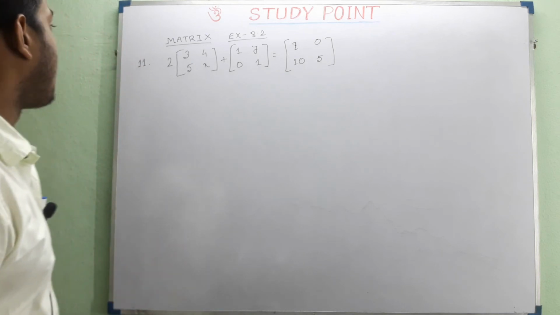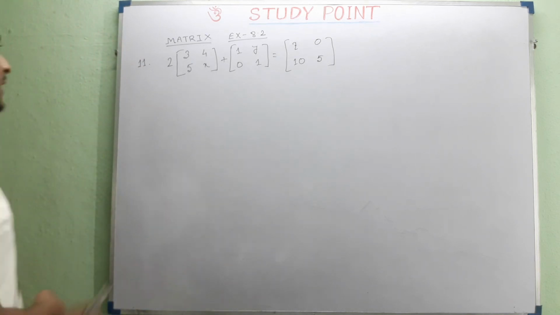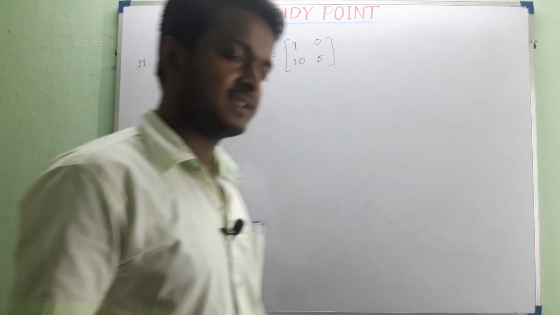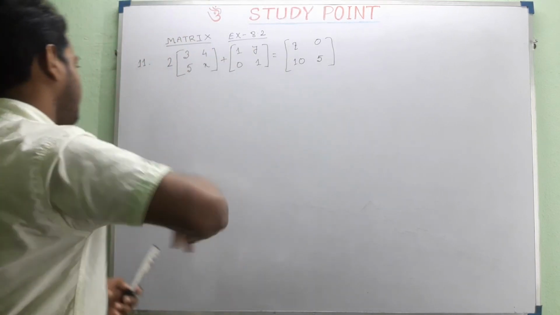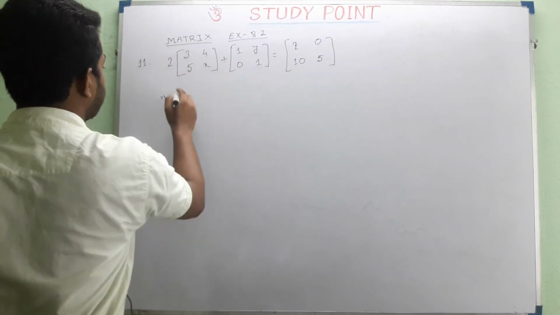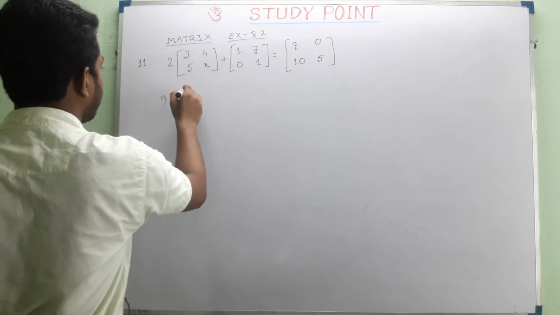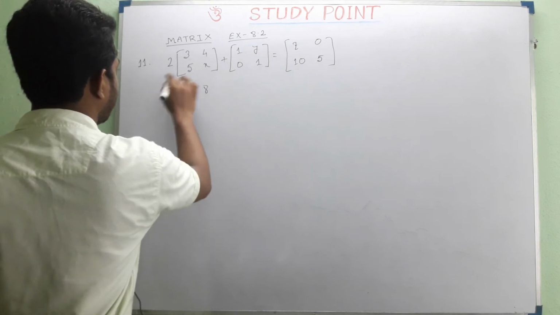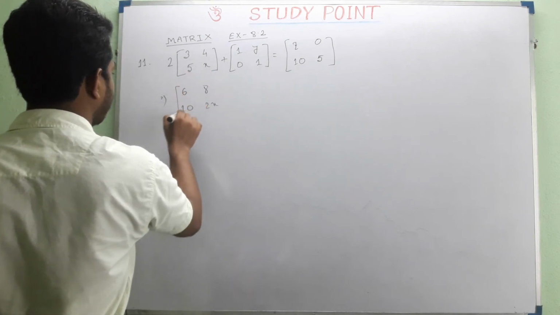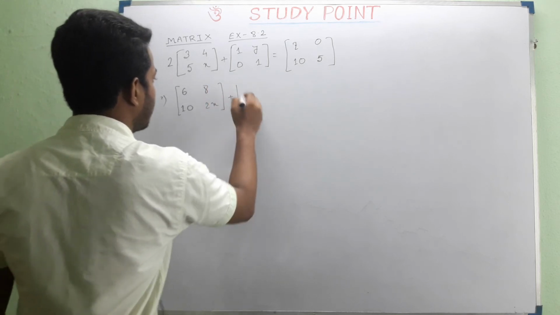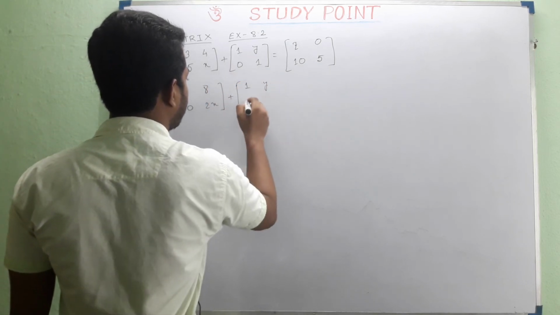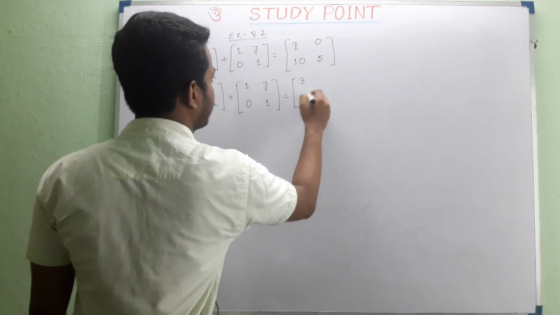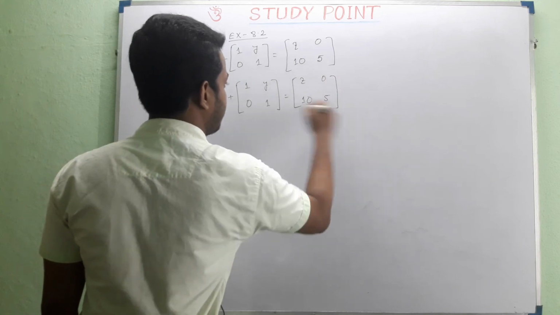Now our next question is question number 11. This relation is given and by using this relation we have to find the value of x, y and z, all these three variables. Now let's see. Multiply the 2 within the matrix with each and every element. After multiplying, it will be 3 twice 6, 4 twice 8, 5 twice 10, 2x, and here it will be 1, y, 0, 1. And here also the same thing that was in the previous line.